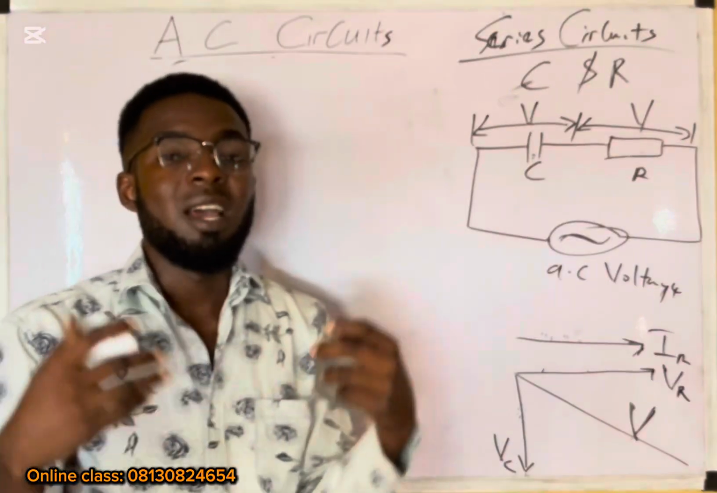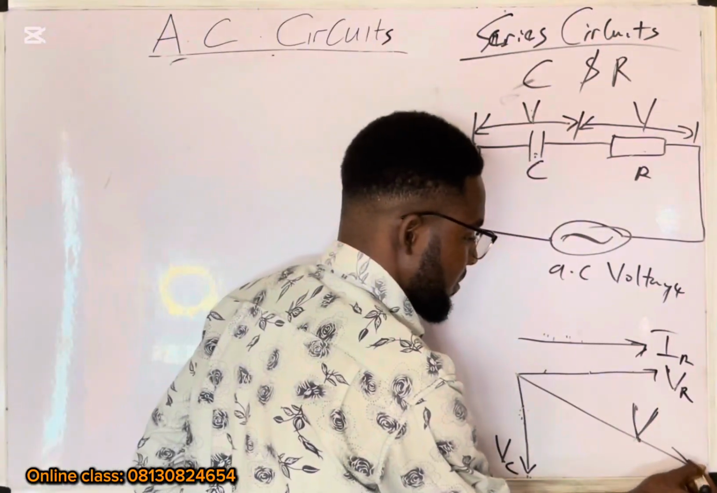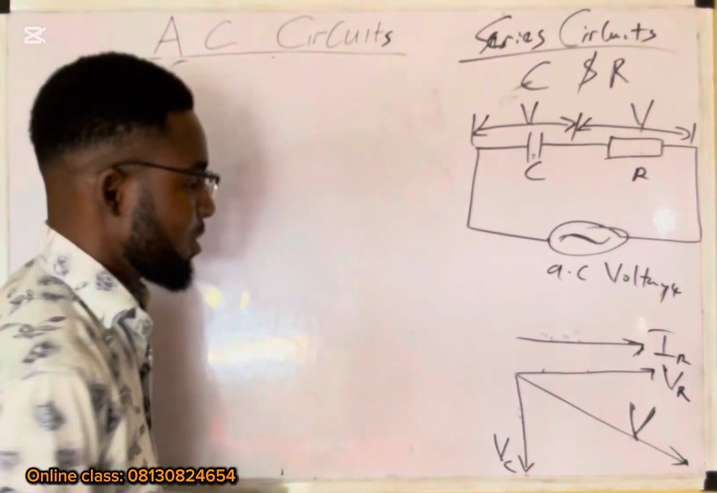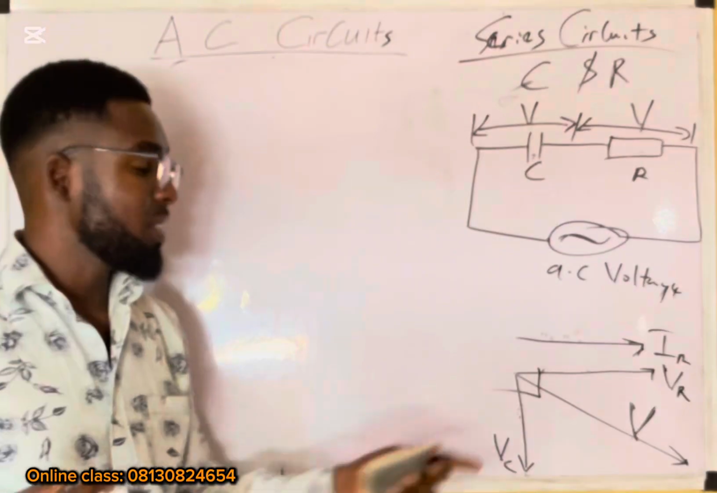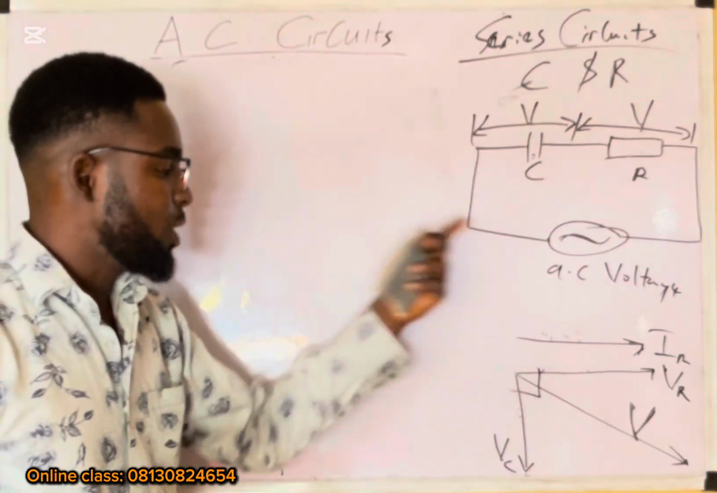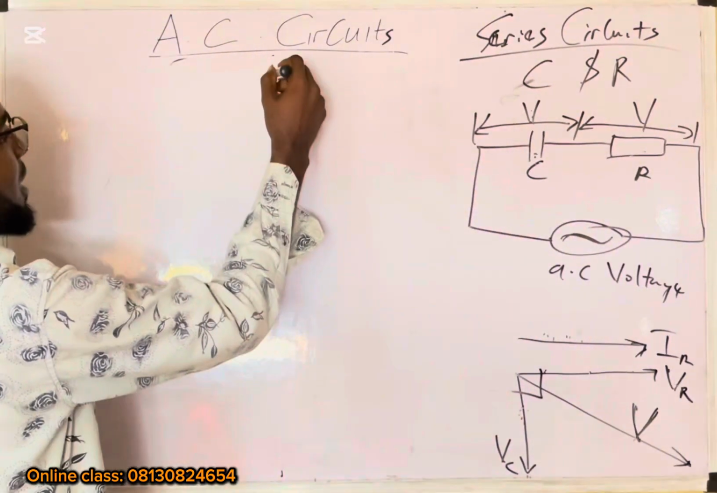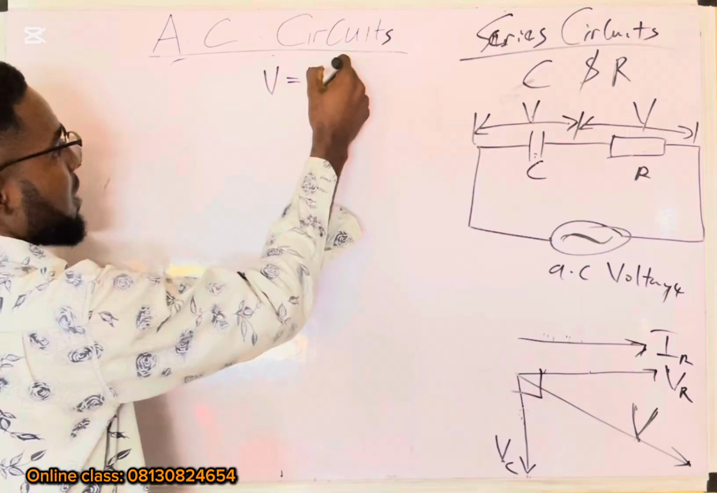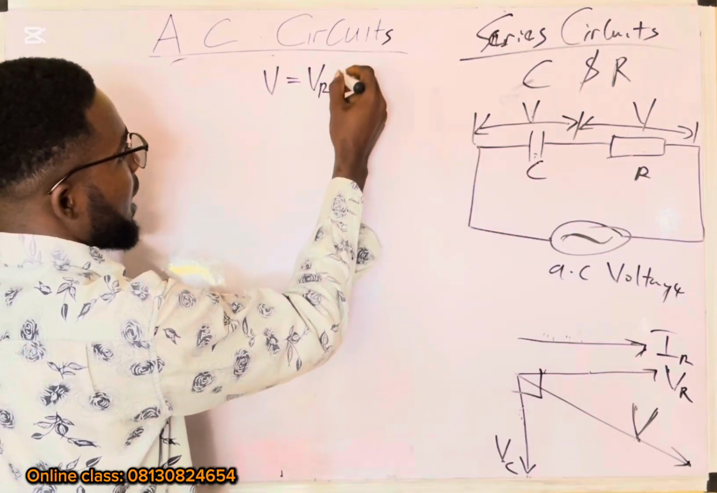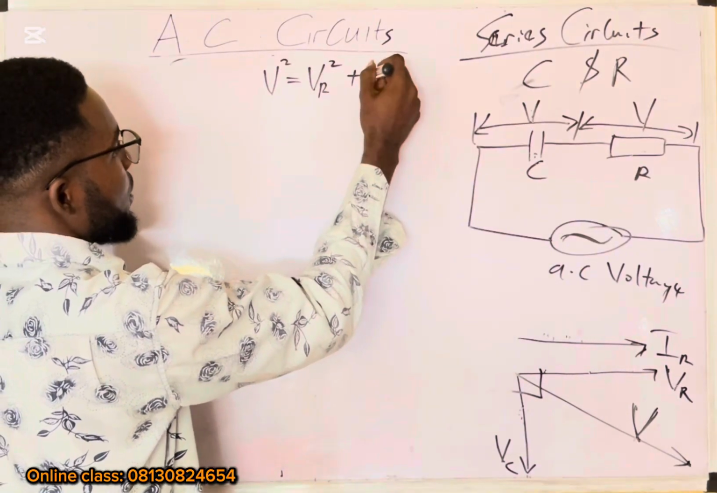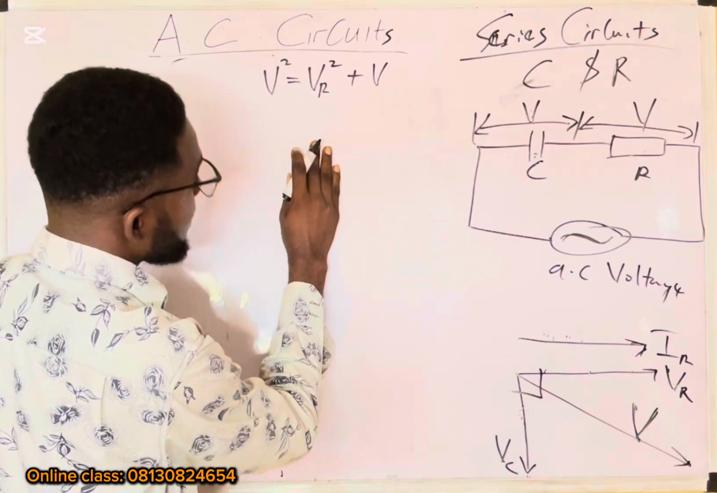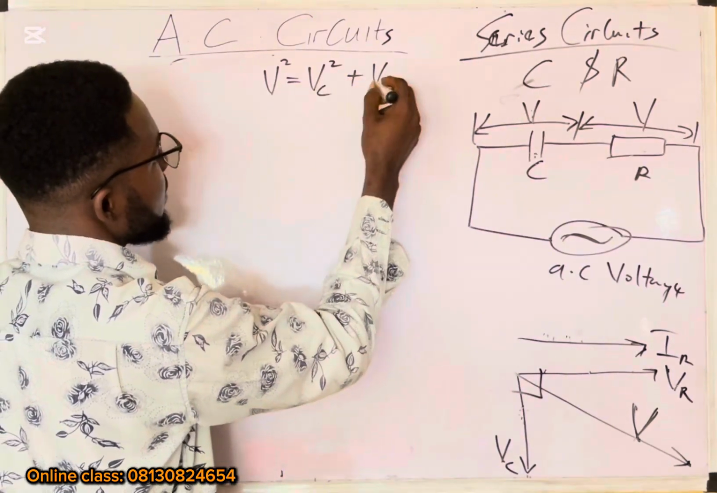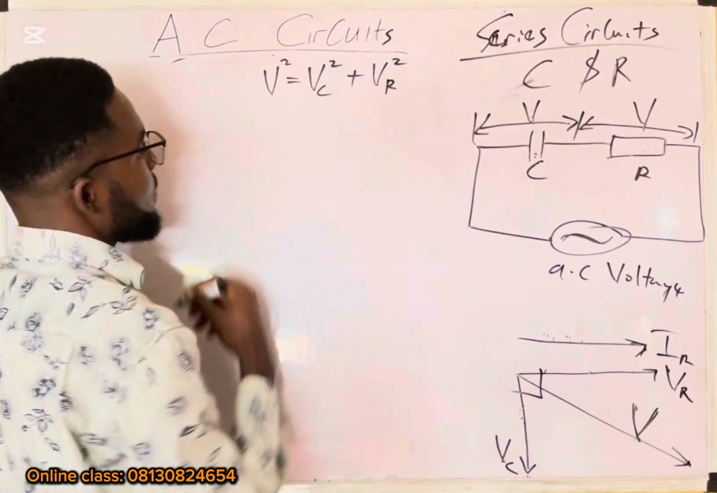The triangular law of vector is the same thing as Pythagoras theorem, since they are perpendicular to each other. So therefore, we can say that V is equal to V_R raised to the power of 2 plus V_C raised to the power of 2.